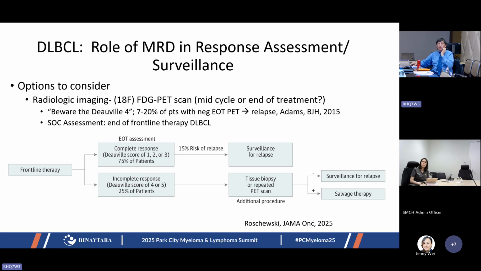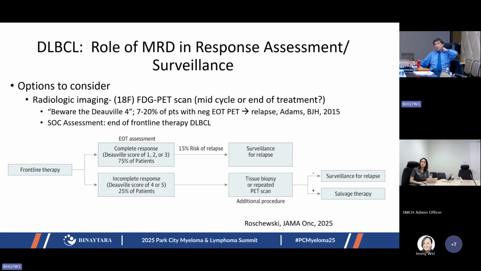And so again, in lymphoma, now we're going to talk about large cell lymphoma, the third hematologic malignancy. What we know is we give frontline therapy. The frontline therapy is R-CHOP or R-POLA-CHP. And then we go for 6 cycles. At the end of 6 cycles, or whenever we do our end of treatment assessment, we expect a complete remission in 75% of patients, Deauville score 1, 2, or 3.